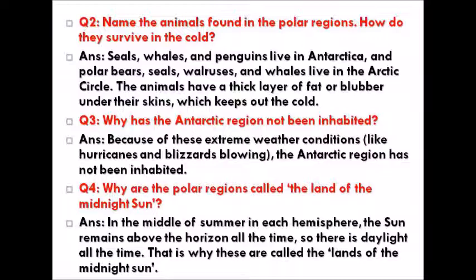Question number 4: why are the polar regions called the land of the midnight sun? In the middle of the summer, in each hemisphere, the sun remains above the horizon all the time. So there is daylight all the time. That is why these are called the lands of the midnight sun.